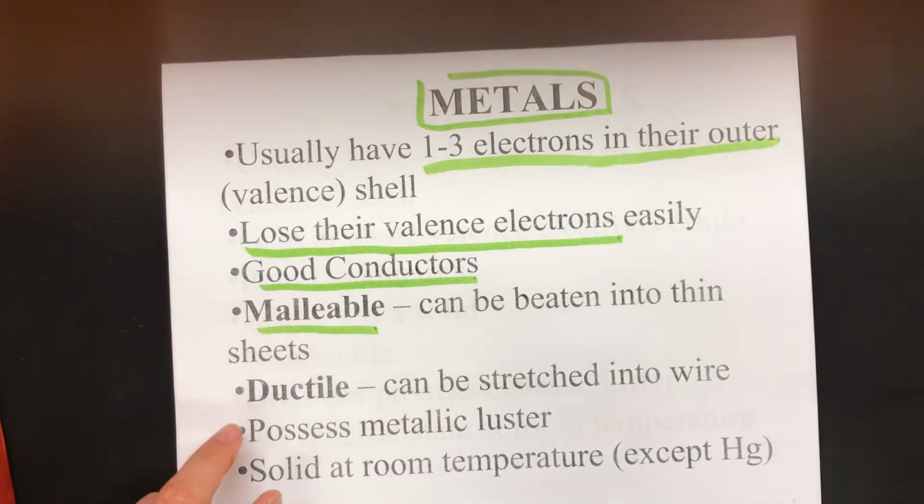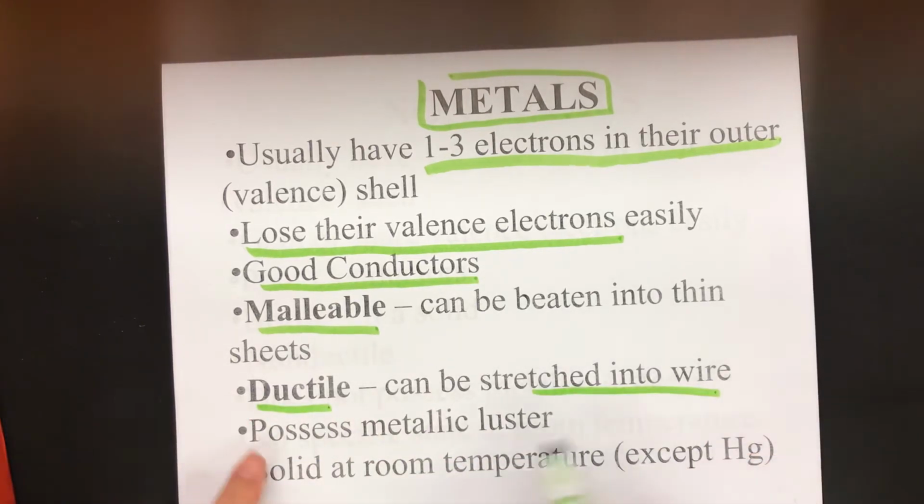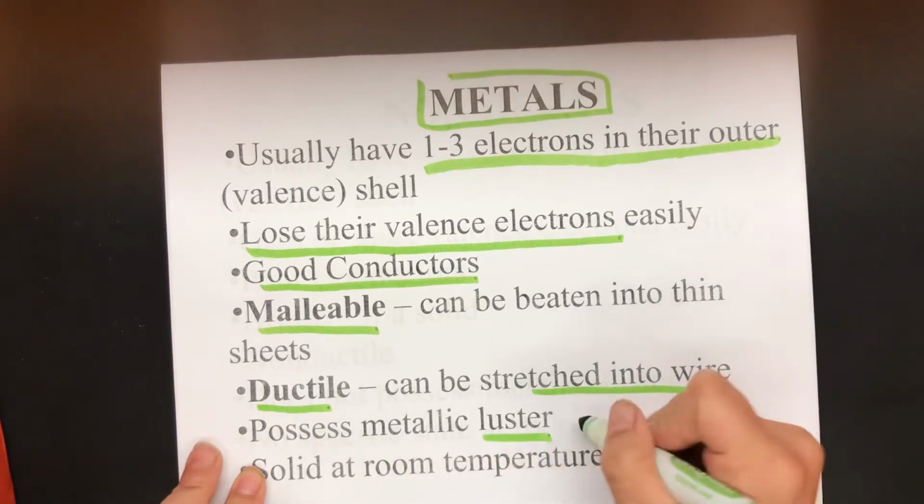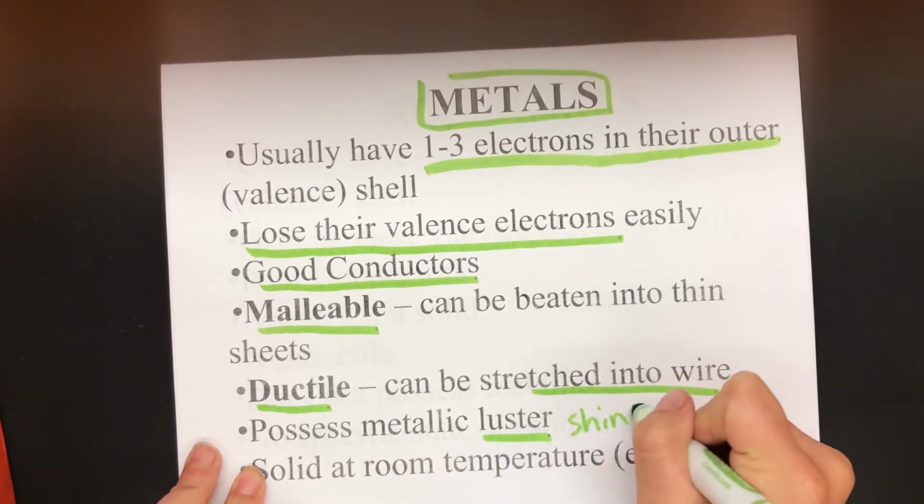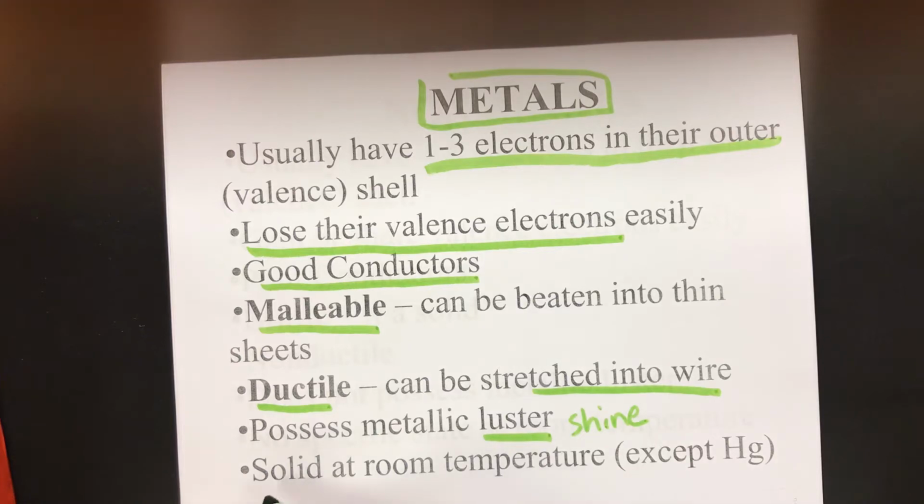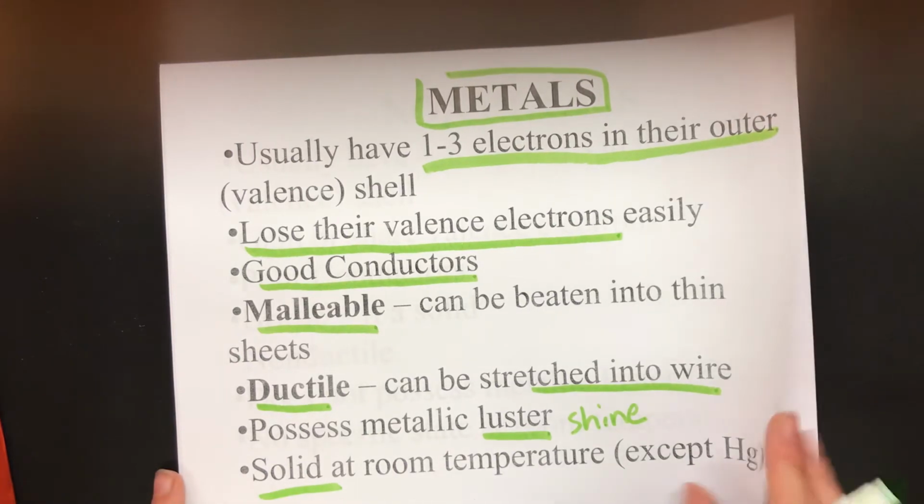Like glass, you can't hit glass with a hammer without it breaking. Ductile, can be stretched into a wire. Luster means it has a shine. If you buff it, it has a shine to it. Most of them, not all, are solids at room temperature except for mercury.